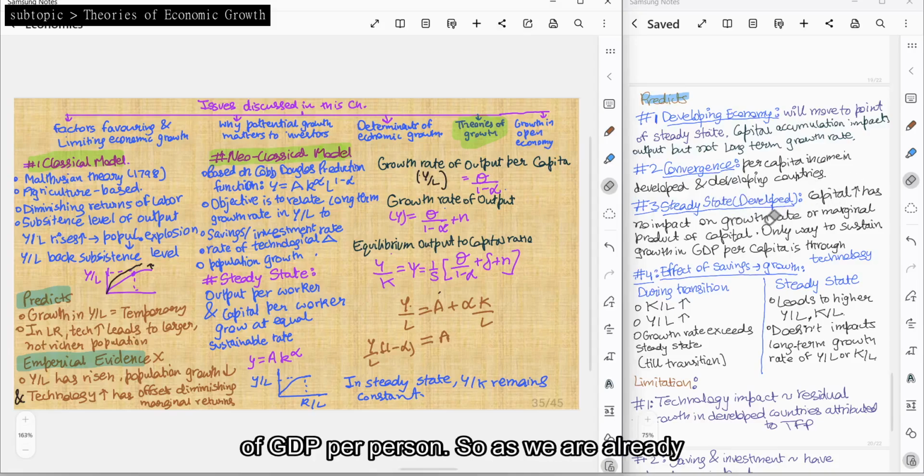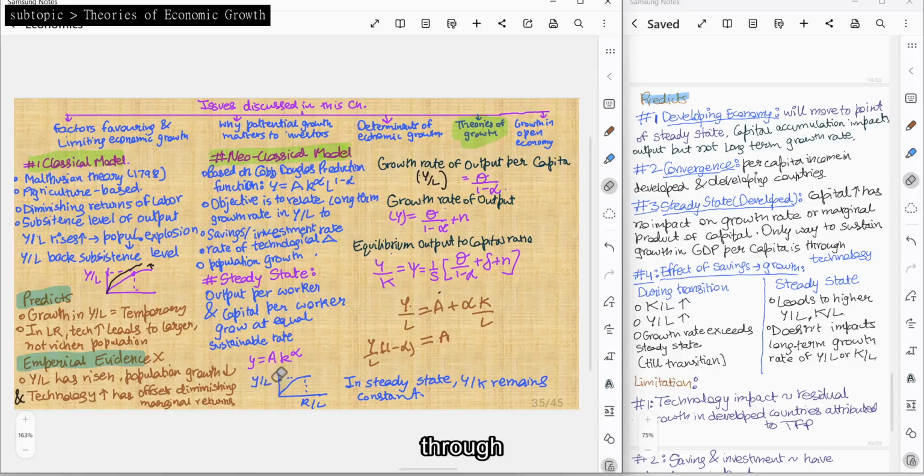So as we are already at a further point on this curve, increase in capital has no effect on the growth rate in Y to L ratio, which is GDP per person ratio, or the marginal product of capital. The only way to have sustainable growth in GDP per person is through technology. Next topic is effect of savings on growth.